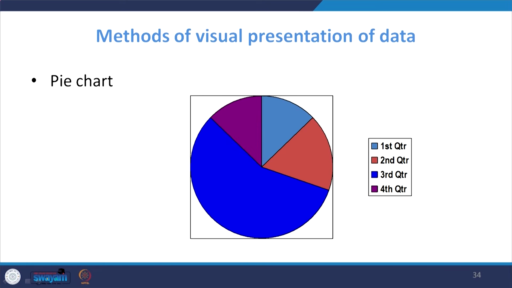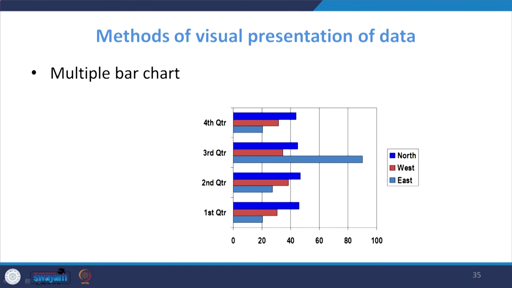Another way to represent the data visually is the pie chart. You see first quarter, third quarter; you look at this, in the third quarter, which is in blue color, there are more sales. And most importantly, we can get a pie chart only for a categorical variable. When the variable is continuous you cannot use a bar chart or a pie chart. So the pie chart is used only for categorical variables, that is, only for count data.